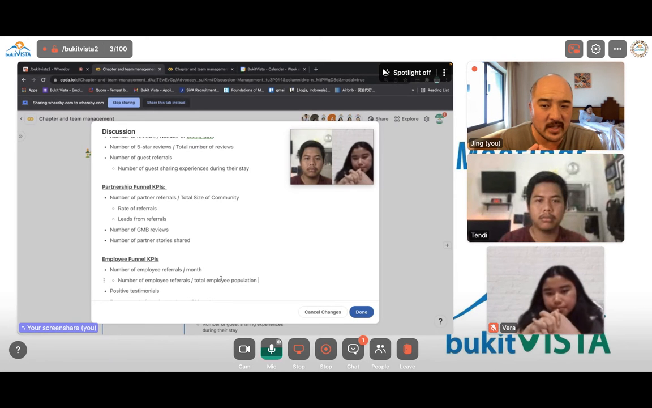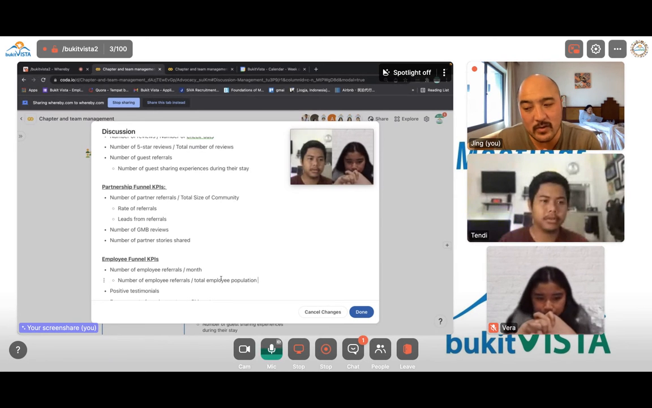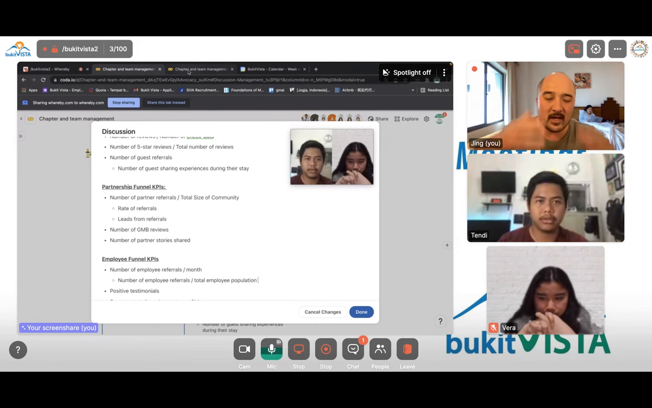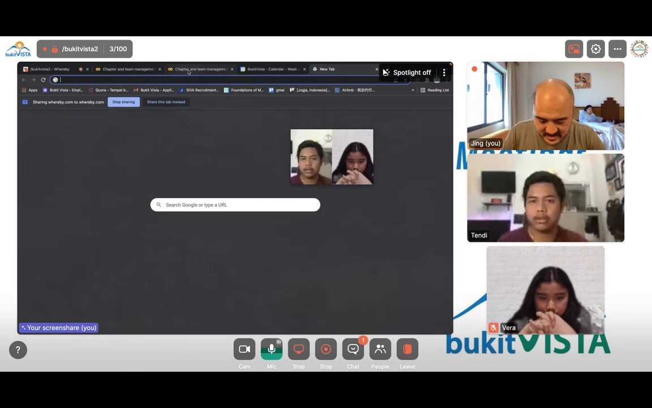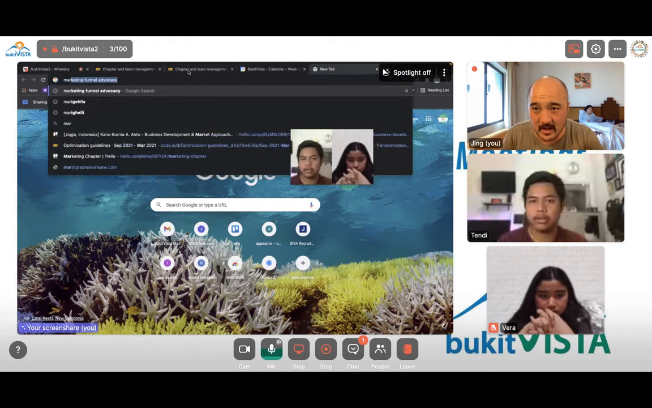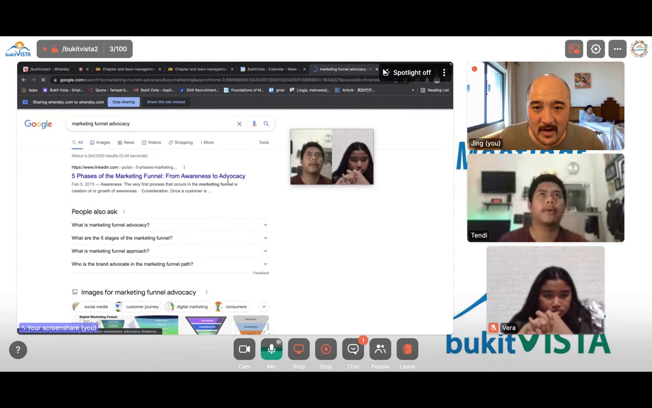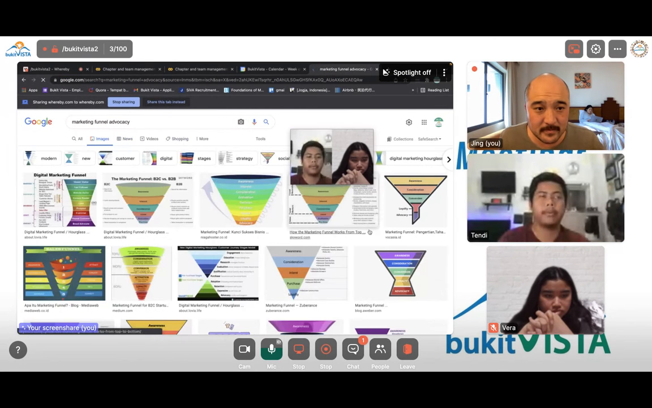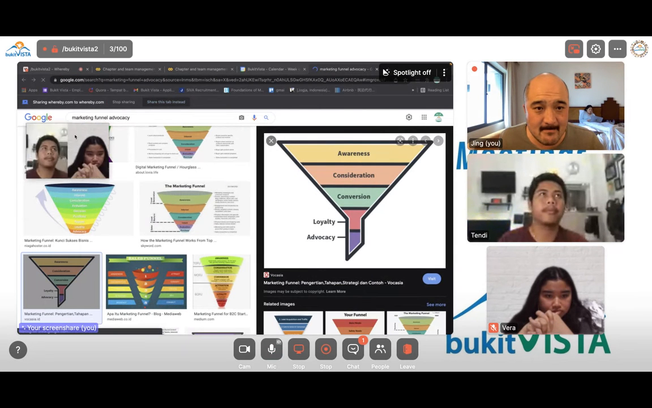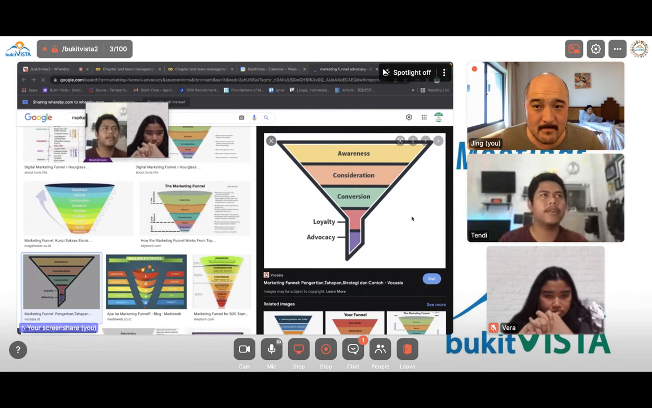First thing is we need to set the correct goals, but we also need to remember this. Remember, in a funnel process, let's go to the funnel again. Tendi, in a funnel, does the funnel ever stop moving? Does this funnel ever stop moving? No.